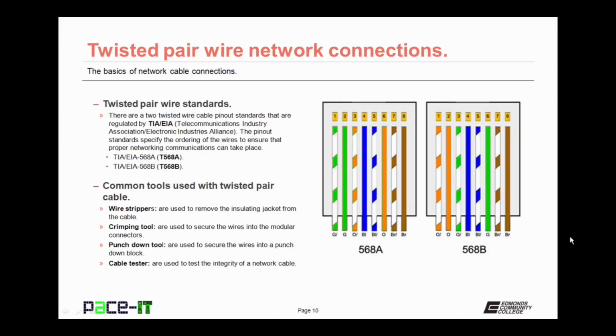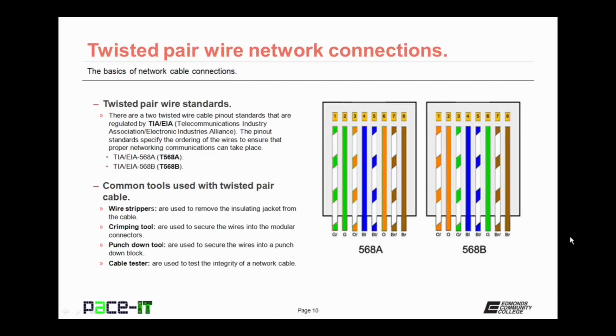When you're working with twisted pair cable, there are some common tools that you should have. First up is the wire stripper. These are used to remove the insulating jacket from the twisted pair cable. Then there's the crimping tool. These are used to secure the wires into the modular connector, into the RJ45 or the RJ11.